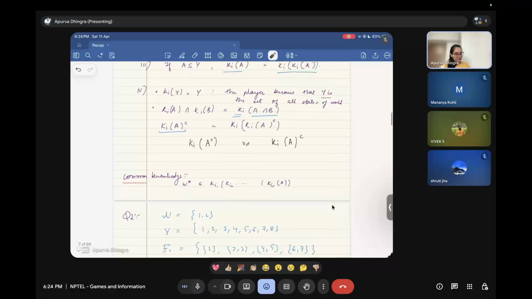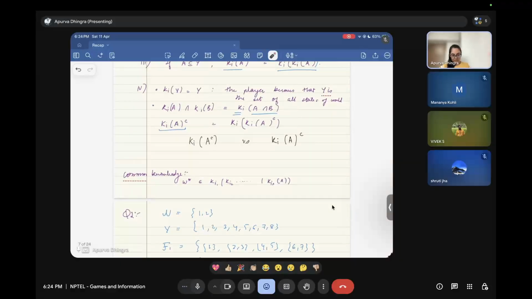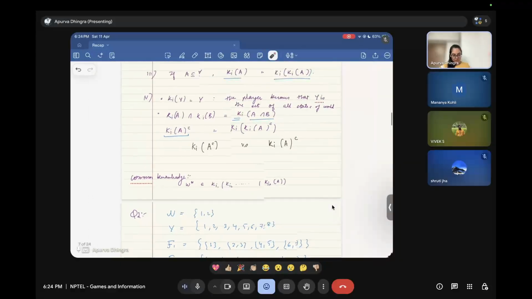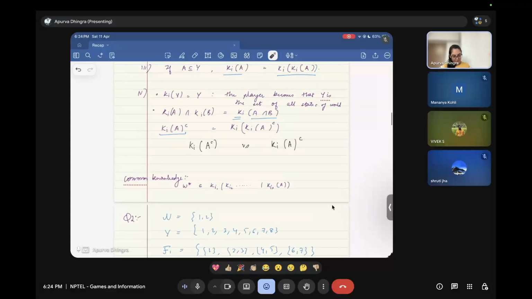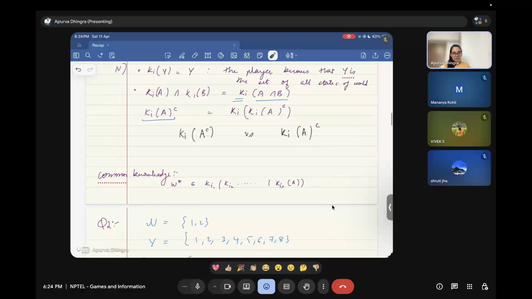Next thing that we saw was what is common knowledge. Common knowledge is some state of the world, or some event, which is known to all the players, or in slightly more funny language we would say player A knows that player B knows that player C knows, and you go on through all the players, that there is an event A.